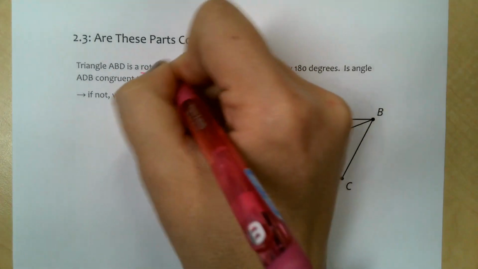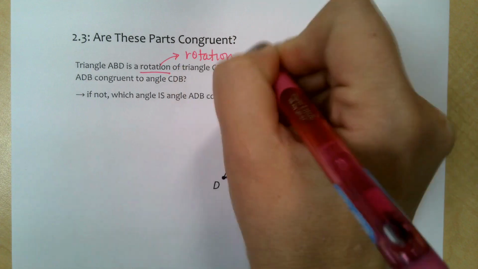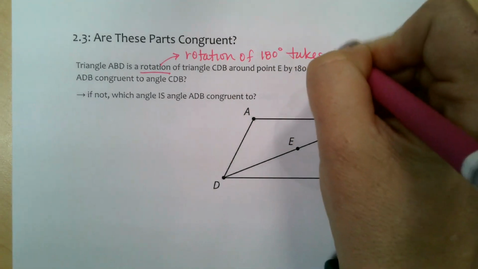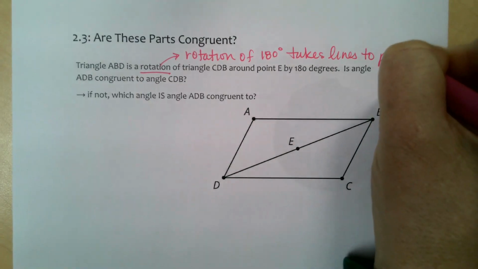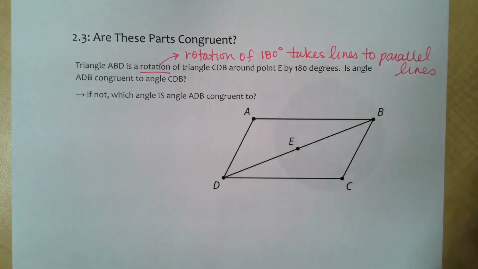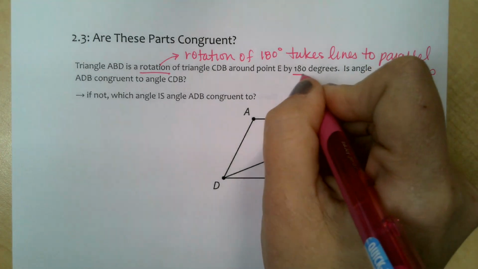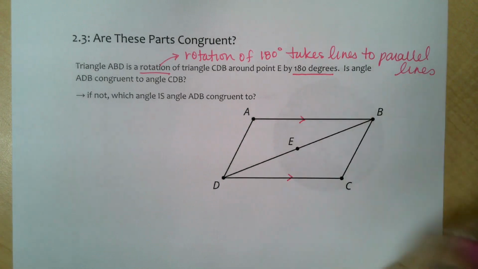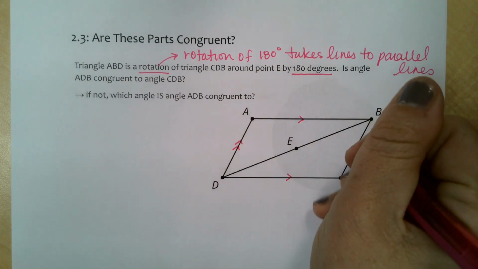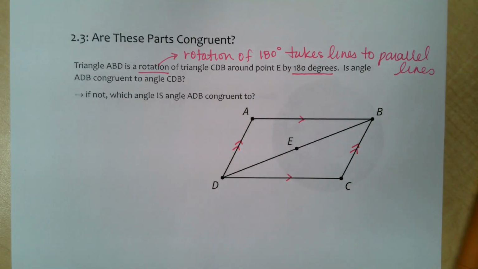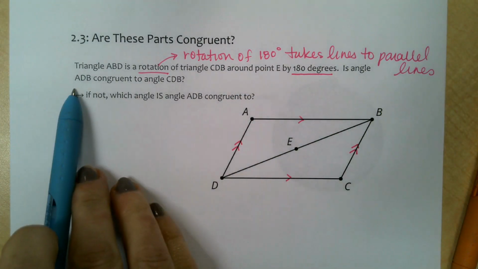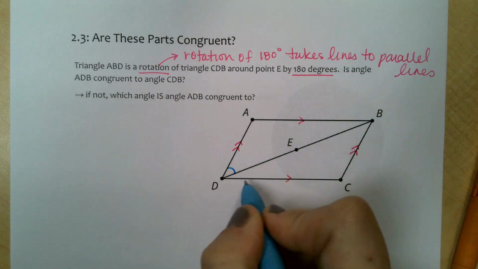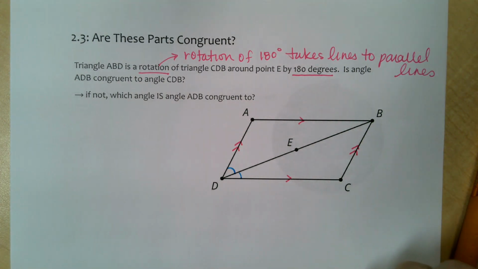We know that a rotation of 180 degrees takes lines to parallel lines. And you might be like, how is that going to help us? Well, a 180 degree rotation around that point means that this line is parallel to this line, and this line is parallel to this line. Okay. So now if I look at this, not triangle, ADB, that's down here, so this triangle, and CDB, this triangle.